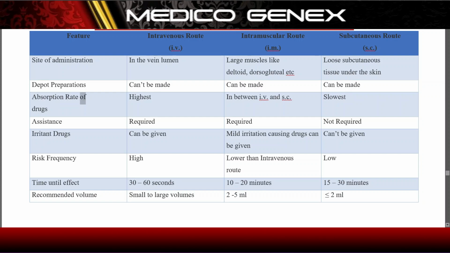Absorption rate of drugs: highest for IV, in between IV and SC for IM, slowest for SC. Assistance: required for IV, required for IM, not required for SC. Irritant drugs can be given IV; mild irritation causing drugs can be given IM; they can't be given SC. Risk frequency: high for IV, lower than intravenous for IM, low for SC.